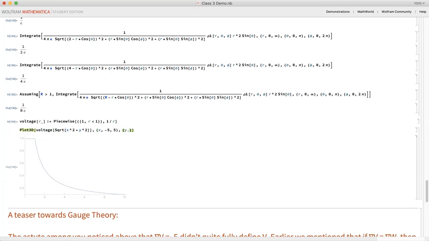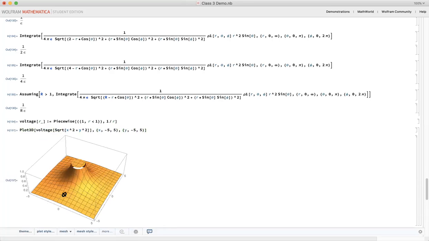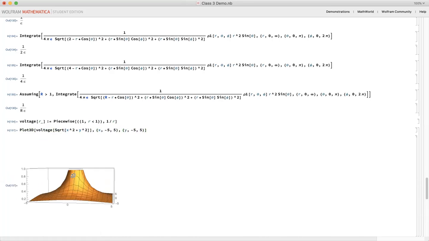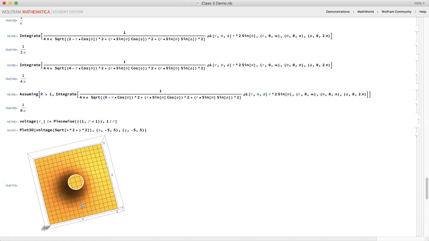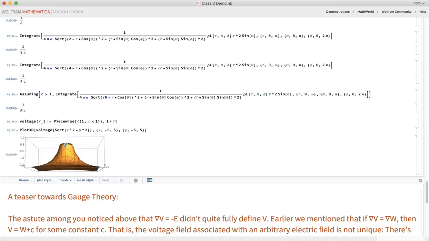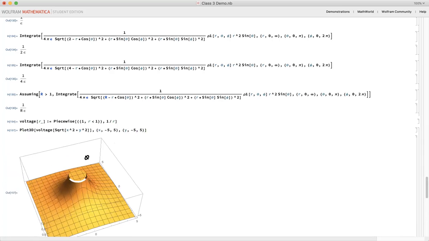But let's do this for the other case. And we can see what we get, right? A little popped out internal segment. Now, this should be continuous. I'm not really sure why it isn't.